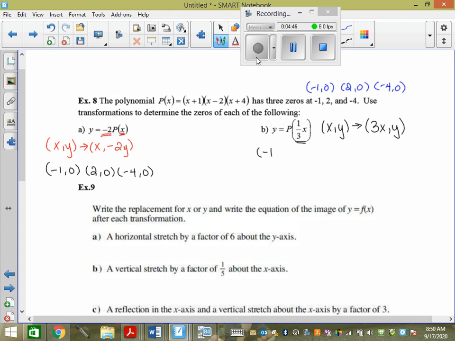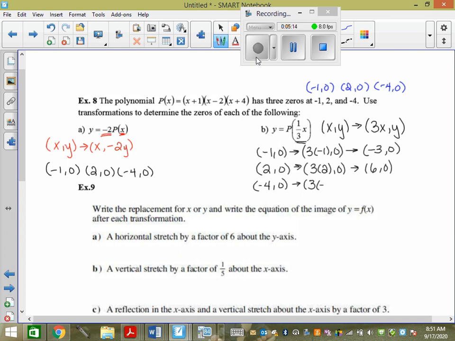We're going to get (-1, 0) becomes 3 times -1, 0. So that point's going to be (-3, 0). And then we have (2, 0) is going to become 3 times 2, comma 0, which is (6, 0). And then we have (-4, 0) becomes 3 times -4, comma 0, which is (-12, 0). Right?